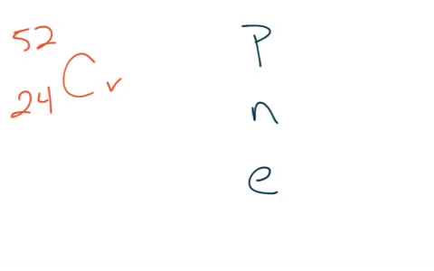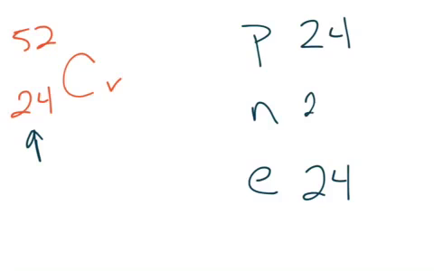So if you're breaking down an isotope symbol, you need to remember that the lower number is the atomic number, so that means there's 24 protons. There's no charge on this atom, so that means we also have 24 electrons. And in order to find neutrons, you have to do mass minus protons. So 28.